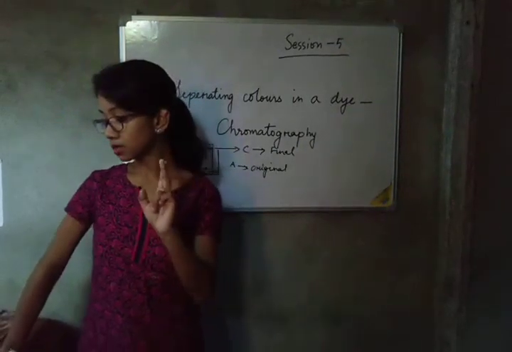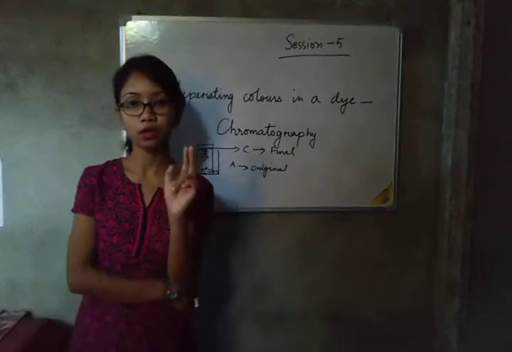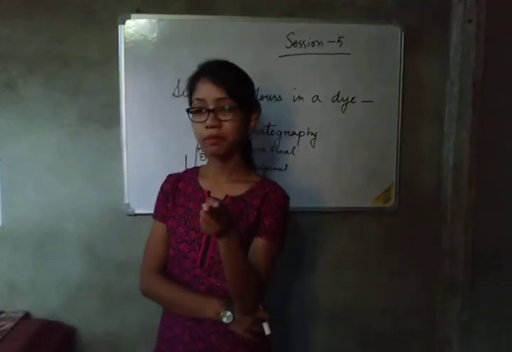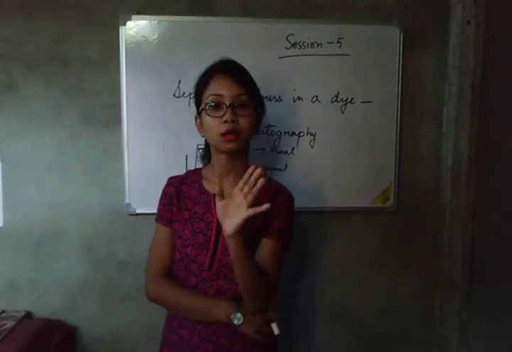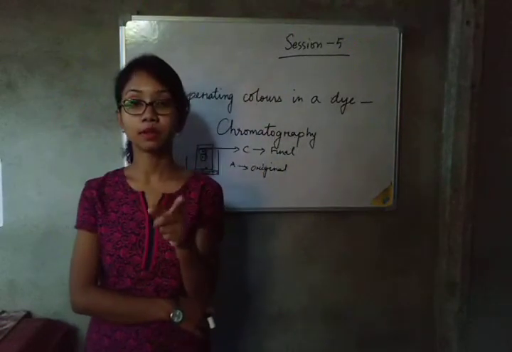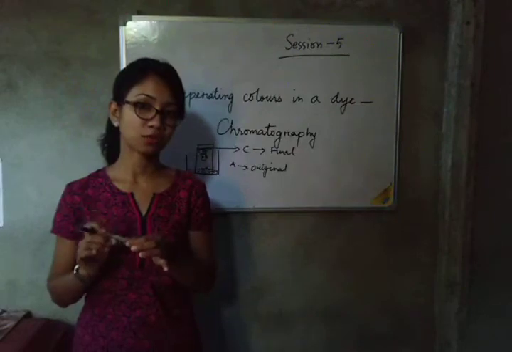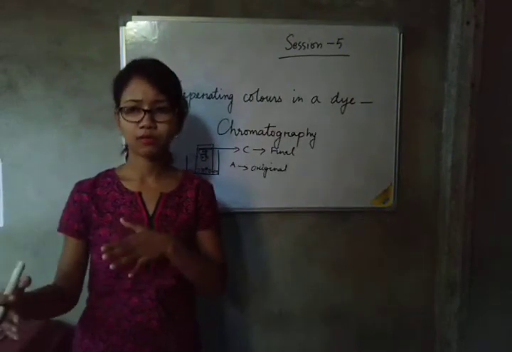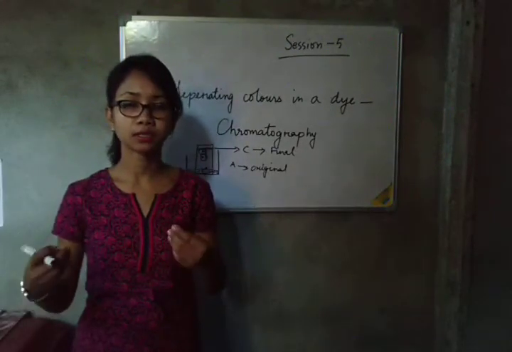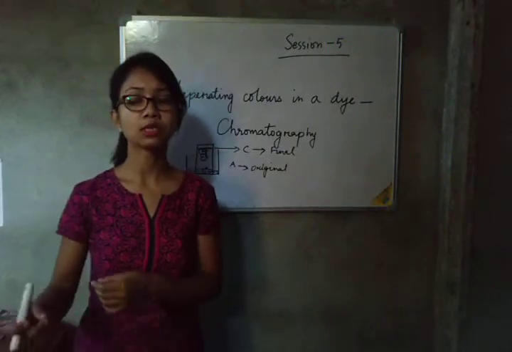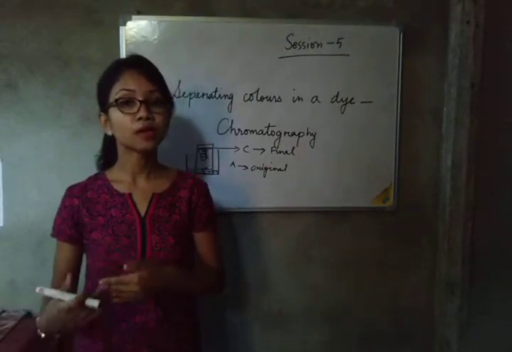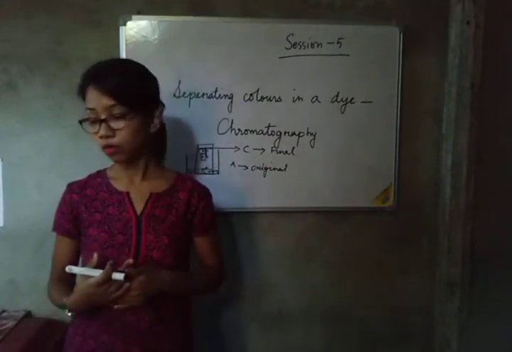You see, one is the separation of colors in a dye. Then secondly, pigments from natural resources, and another application is drugs from the blood. Whenever the bloodstream is coated with drugs, say for example whenever we take some painkillers or something else, this can be separated from the blood by the process of chromatography.